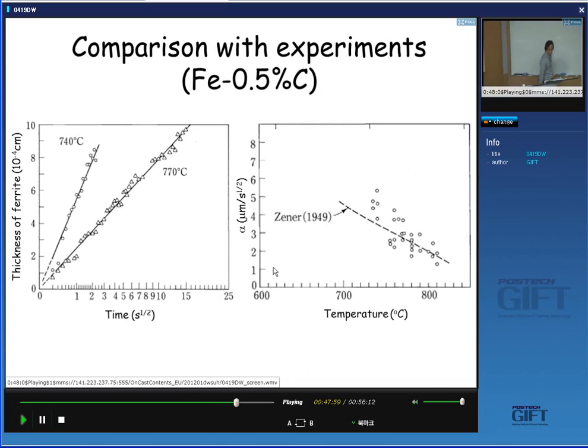So this is the experimentally observed parabolic rate constant. And this slope, as you can see, the x-axis is the square root of time, and the y-axis is the thickness, which we represent with psi. And you can see that between these two variables, a linear relationship is observed, which means that the alpha value can be regarded as a constant for a given temperature, as we expect from the calculation.